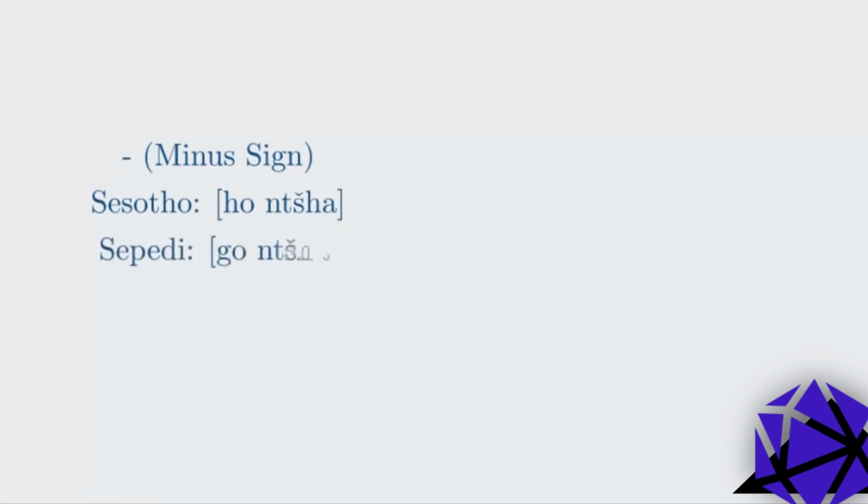Next, we have the symbol for subtraction. This is the minus sign. It means to take away or find the difference between 2 numbers. In Sesotho, we say, ho nitsha. In Sepedi, we also say, go unti eshe. And in Zulu, we say, ukususa.